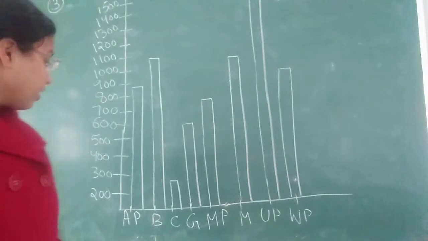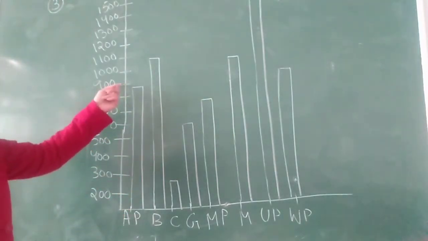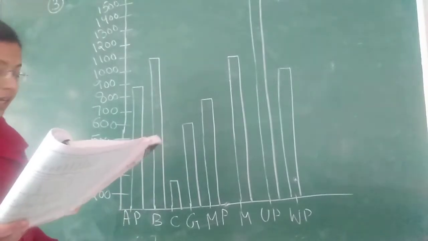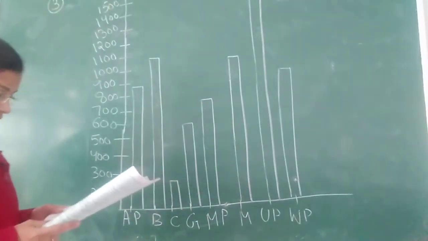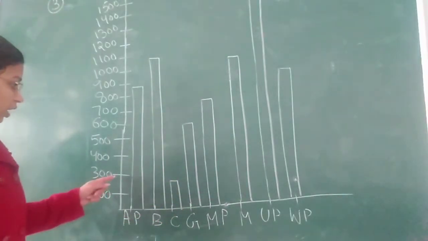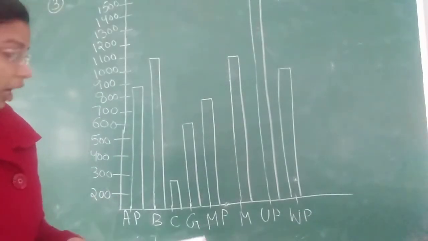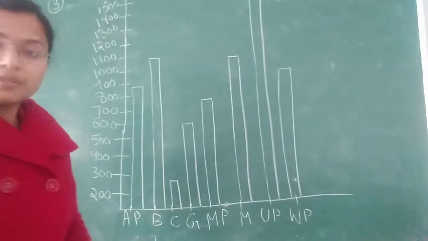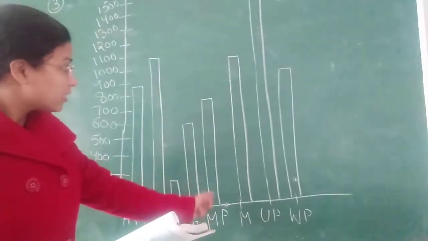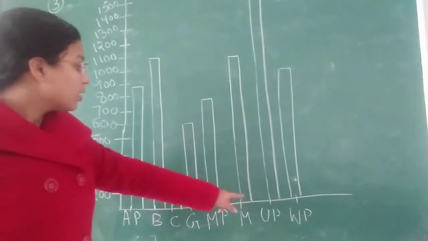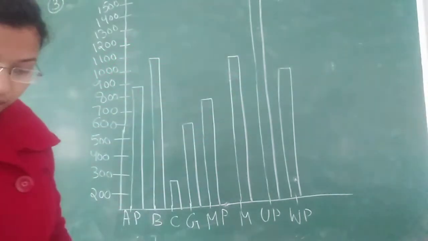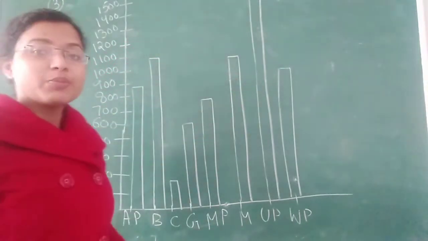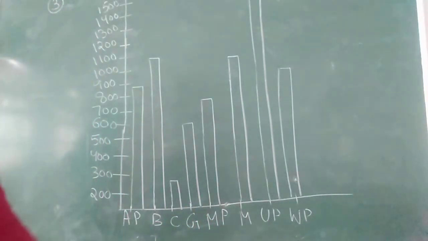Andhra Pradesh is 850, which is between 800 and 900. Bihar is 1050, between 1000 and 1100. Chhattisgarh is 260, so between 200 and 300. Gujarat is 600. Next is Madhya Pradesh, 730. Maharashtra is 1130. UP is 2000, that's why it is very long, and West Bengal is 920, between 900 and 1000. So this is the bar graph for your question number 3.